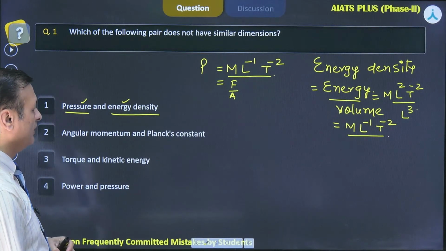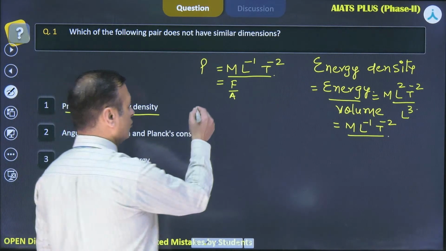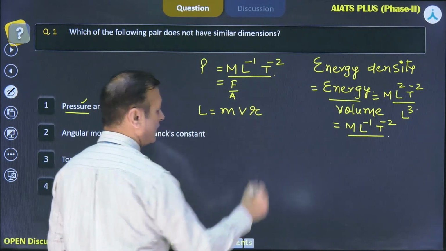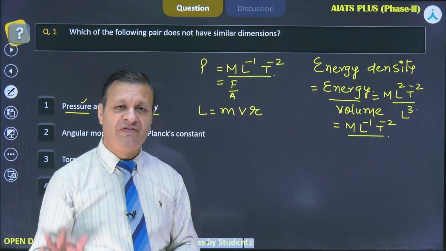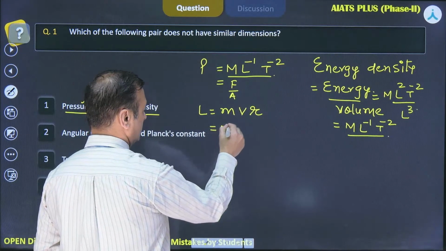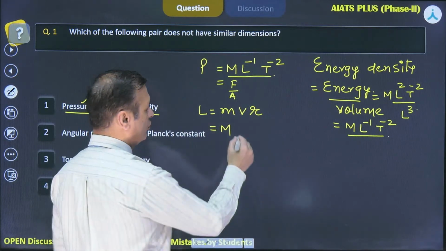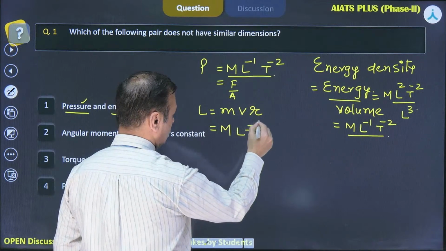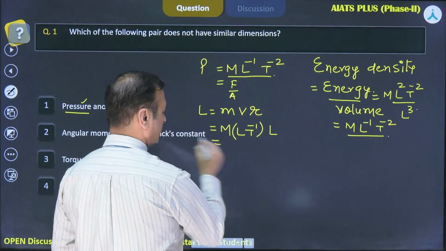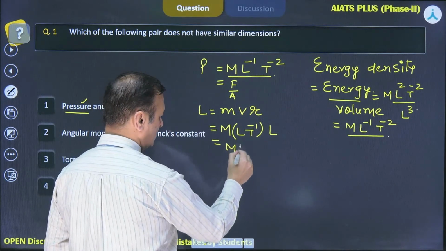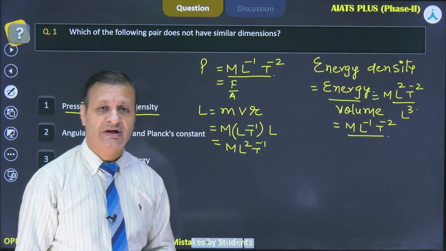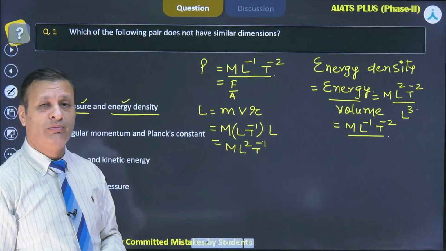Then we have angular momentum and Planck's constant. Angular momentum is given by the basic formula mvr. What is mass? M. What is velocity? LT^-1. And what is r? R is length only. So it becomes ML^2 T^-1. So this is the dimensional formula for your angular momentum.